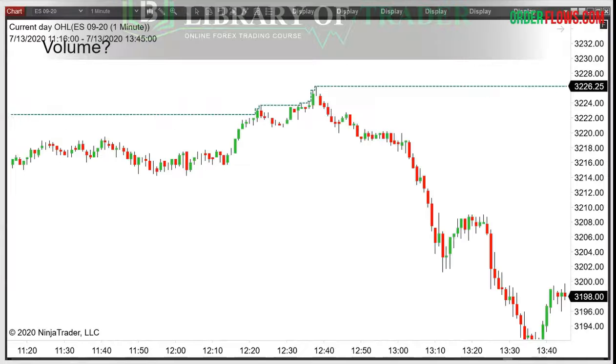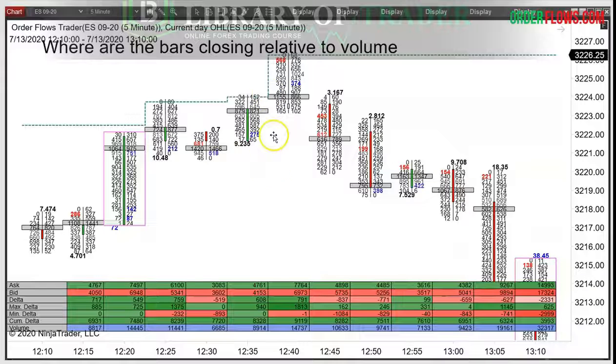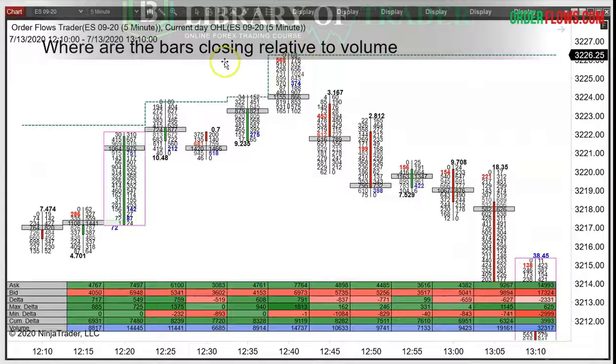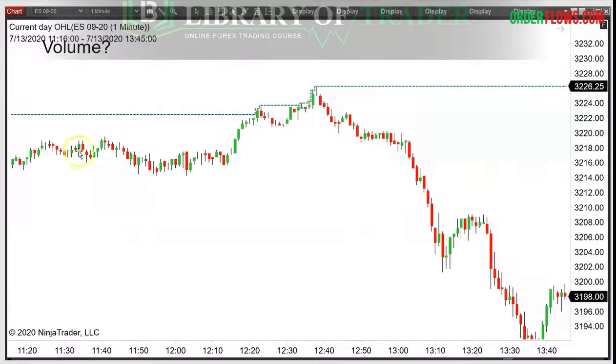So, for example, if you're looking at a normal bar chart, you can't see what the volume is. Maybe you had the volume indicator down here at the bottom. You can say, well, yeah, I can just see the volume. But really what you want to do is understand what's happening inside the bar. This is that high that was made here on the bar chart, just before 1240. Well, this is a 5-minute chart. This is a 1-minute chart.